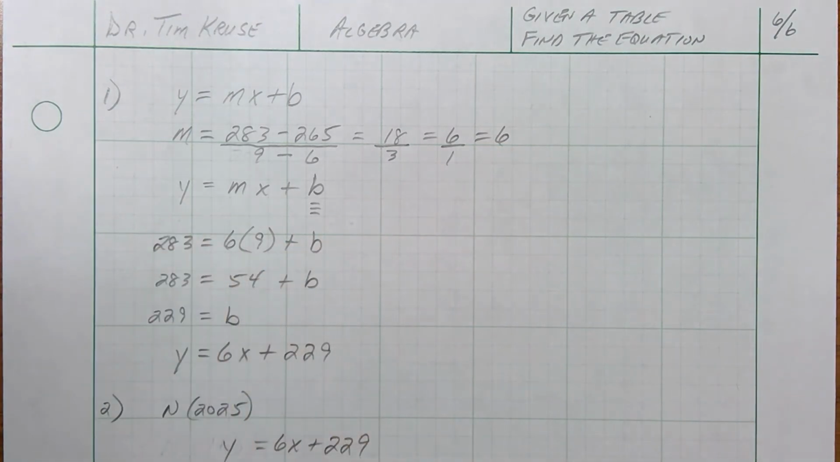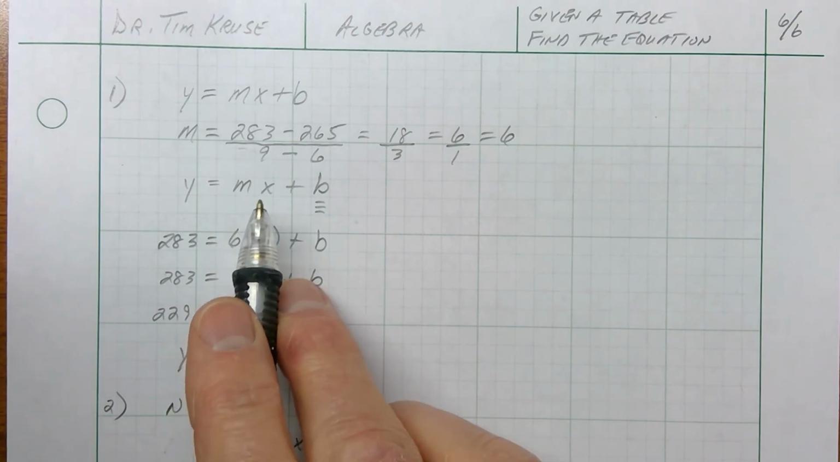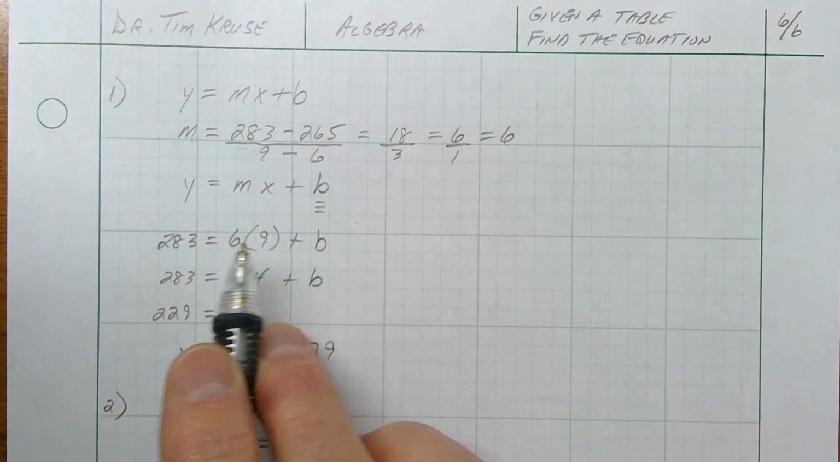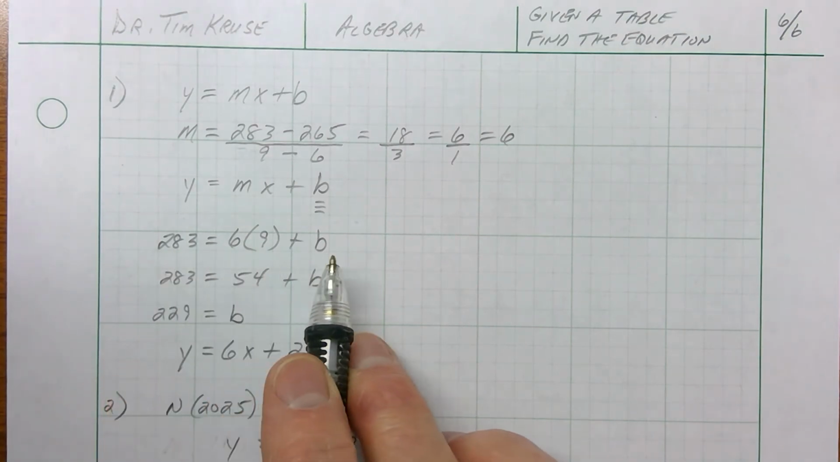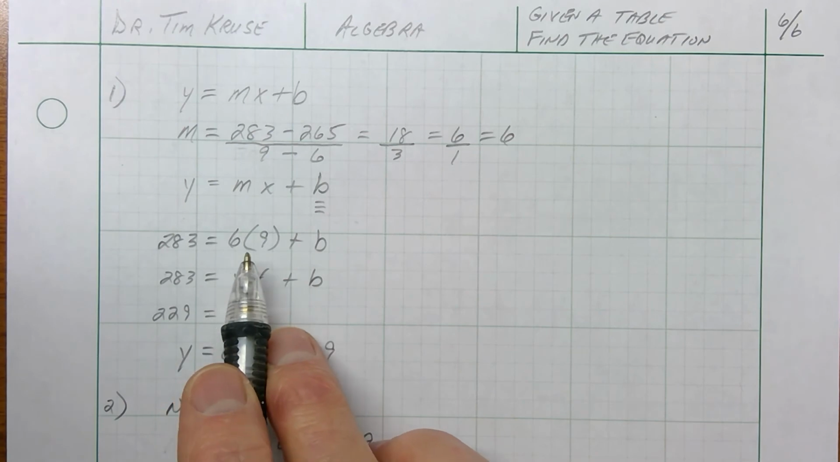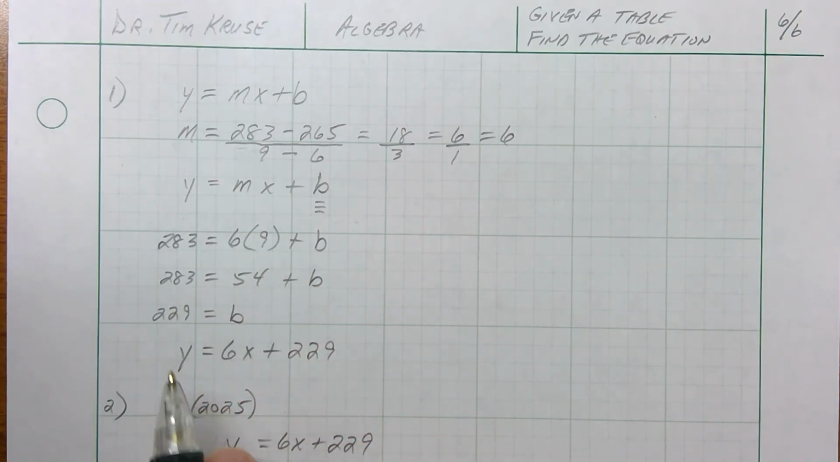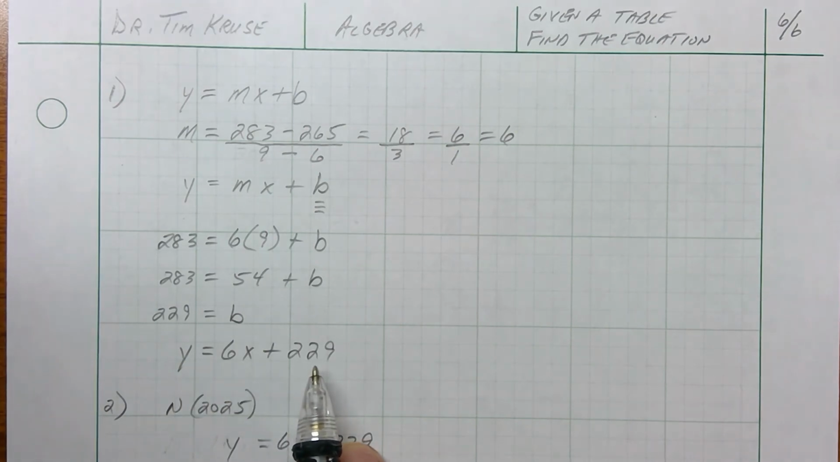All right, y equals mx plus b. That's our equation. Now that I know m, I'm going to have to borrow an x and a y. I chose 9 and 283, but you can use any x and y in the table and figure out what b is. Multiply, that's 54, minus 54, minus 54, b is 229. So our equation is y equals 6x plus 229.